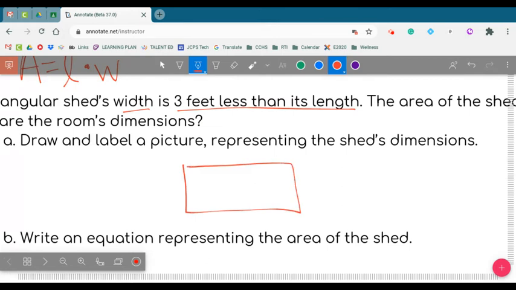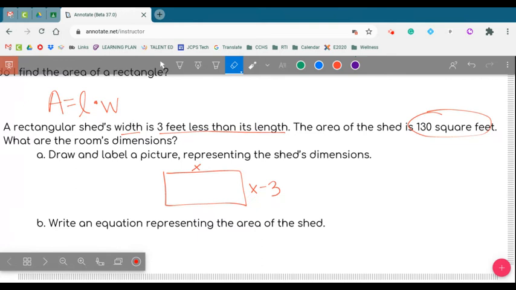It says the width is 3 less than the length. So we know nothing about the length. So that's where we're going to put X. And then the width is 3 less, so it's going to be X minus 3. And you guys, I'm going to kind of rewrite this. I just want to write them on two sides since I'm just going to be dealing with area, so we don't kind of confuse perimeter.